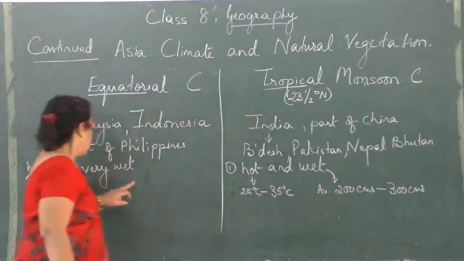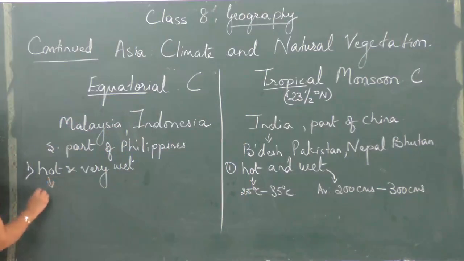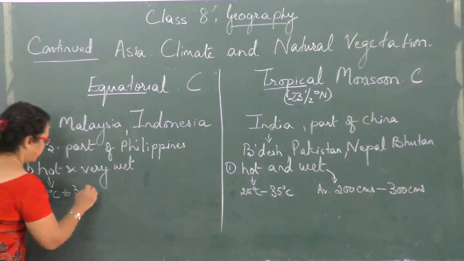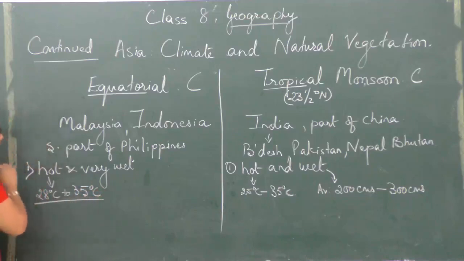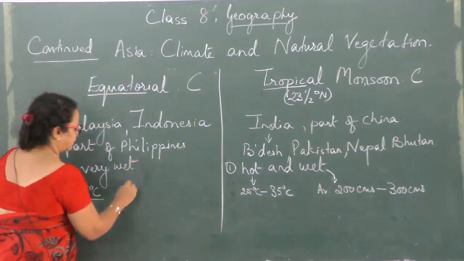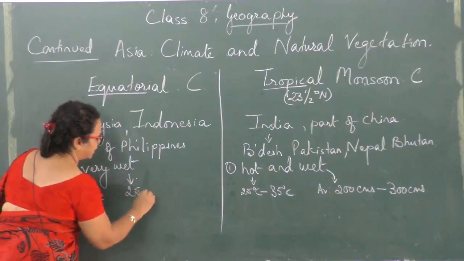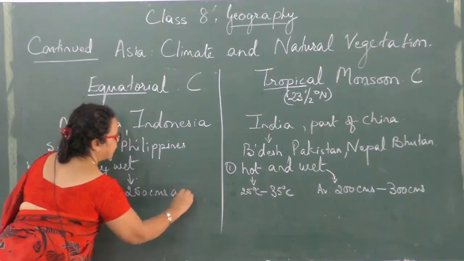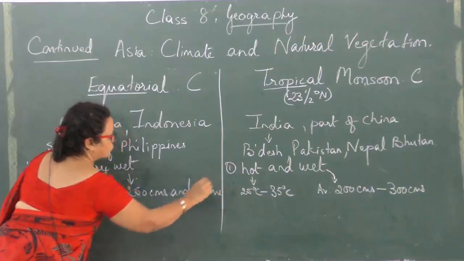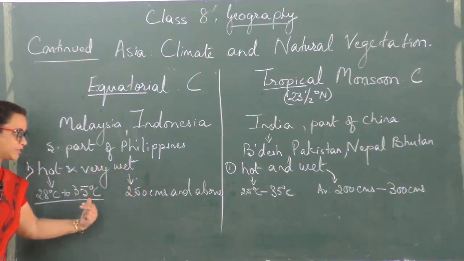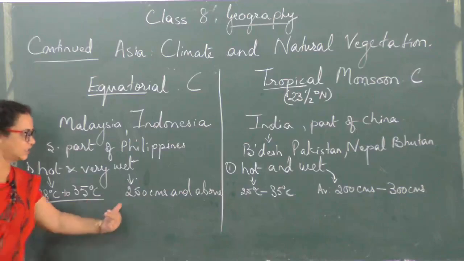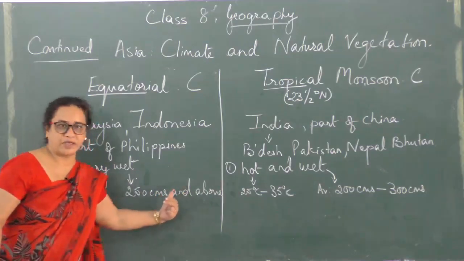In the equatorial region, the temperatures are from 28 degrees to 30 and beyond a little bit. We will not increase it to 30. You can write till 35, but for paperwork you can write this 28 to 35 degrees Celsius. And very wet, this exceeds 250 centimeters and above. So the similarity is both the conditions are hot and wet, but the difference is on the basis of the degrees Celsius and how many centimeters. So this has to be memorized.